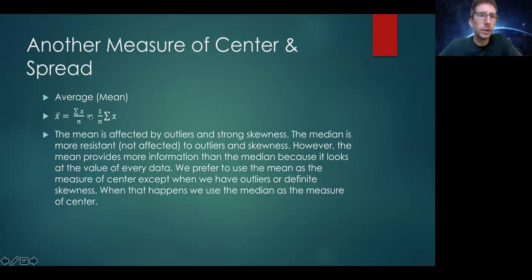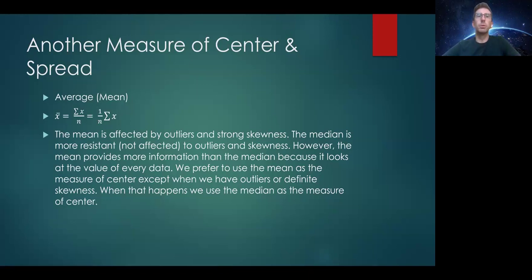And this can be further reduced. We can call this 1 over our sample size and multiply this fraction by the entire sum of our values in our data set. So just note here, the mean or the average is going to be affected by outliers and by strong skewness that we've seen in the past videos. However, our median is actually more resistant. It's not as affected when you do have outliers or skewness.